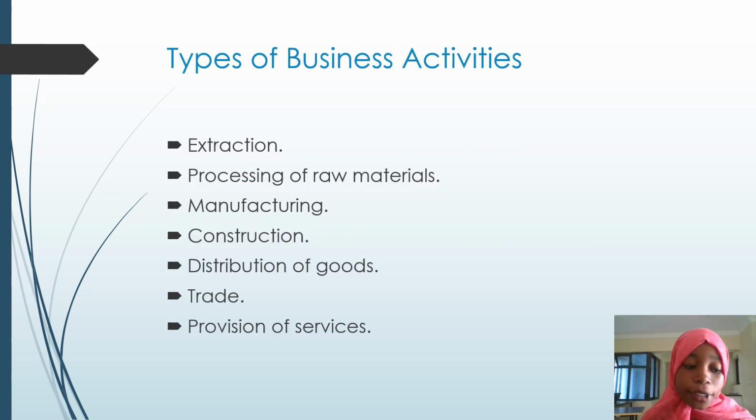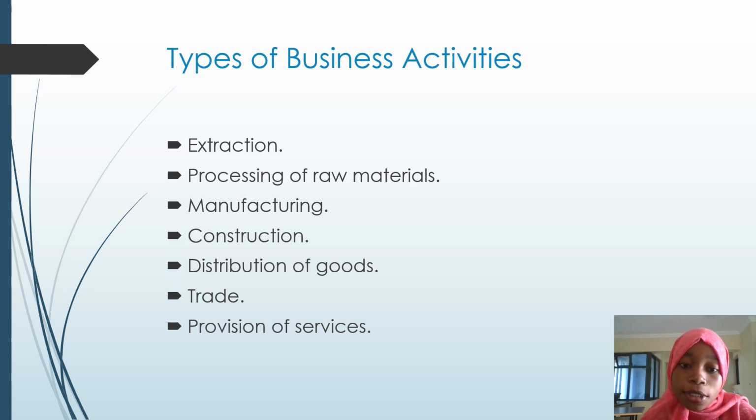Let's take a look at different types of business activities. Number 1, extraction. This involves obtaining goods from their natural setting. Number 2, processing of raw materials. This involves changing the form of goods without combining them with other goods. Number 3, manufacturing. This involves combining different raw materials to come up with a final product, the opposite of processing of raw materials. Number 4, construction. This involves building of structures such as roads, bridges, and buildings.